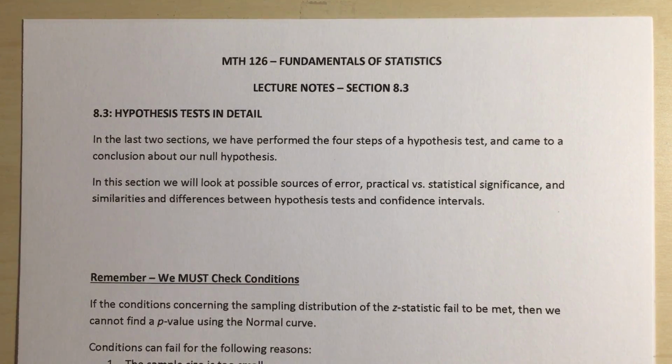Right, so today we're going to talk about section 8.3, and we're going to look at hypothesis tests in a little bit more detail. So in the last section, we performed 4 of the steps of the hypothesis test and came to a conclusion about our null hypothesis. In this particular section, we're going to look at possible sources of error or other different types of mistakes, practical versus statistical significance, and similarities and differences between hypothesis tests and confidence intervals.